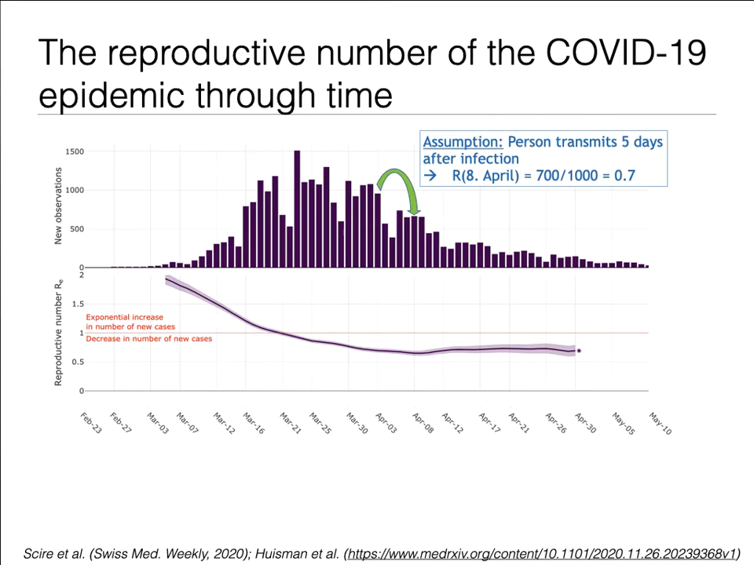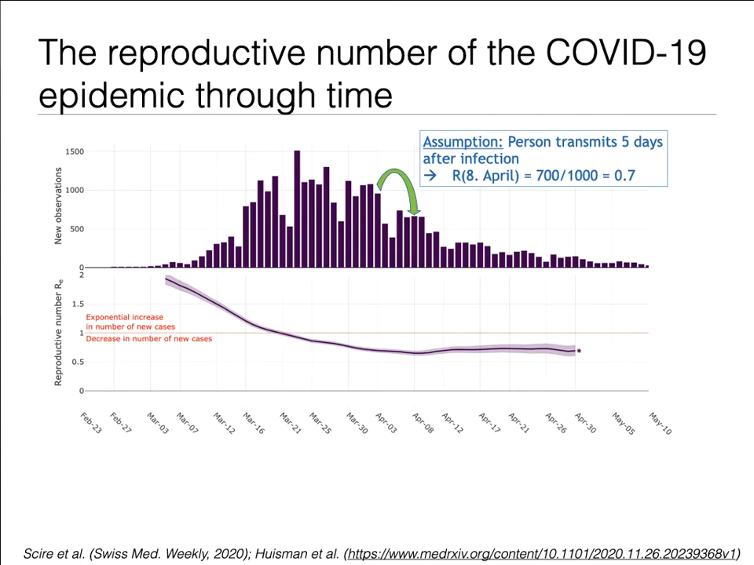First, we assume that a person transmits roughly 5 days after they have become infected. So say here in my cartoon example, which are actually the confirmed cases from Switzerland, on April 8th, we had roughly 700 confirmed cases, while on April 3rd, we had 1,000 confirmed cases. So 1,000 people infected 700, meaning the reproductive number would be 0.7.